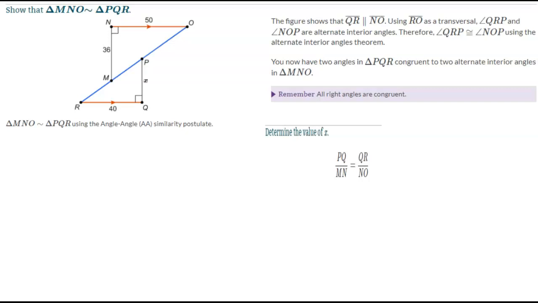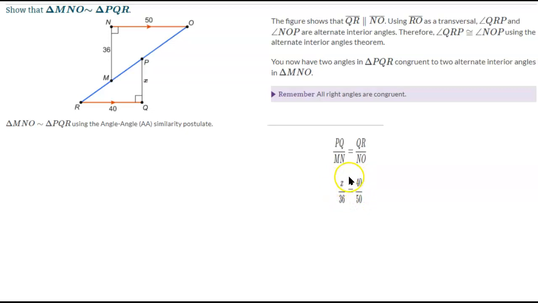Now let's determine the value of x. We're going to set up our proportions so that PQ divided by MN is equal to QR divided by NO. We're going to go ahead and substitute our values so that we say x, which is PQ, and MN, which is 36. Plug those in. And now let's cross multiply.